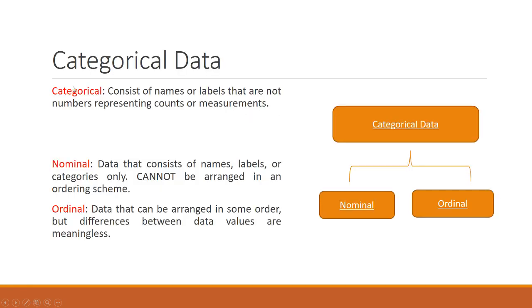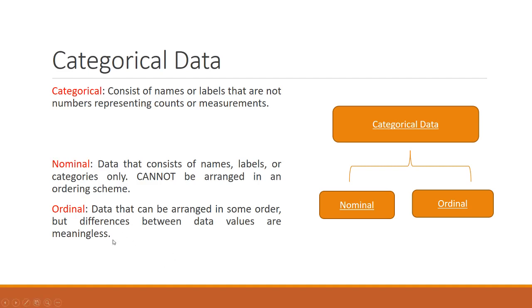Okay, let's look at categorical data first. Categorical data, like I mentioned before, consists of names or labels, even numeric labels, that are not numbers representing counts or measurement. Like if I said maize equals 1, rice equals 2, the 1 and the 2 themselves don't matter. They're just labels. They just represent things.